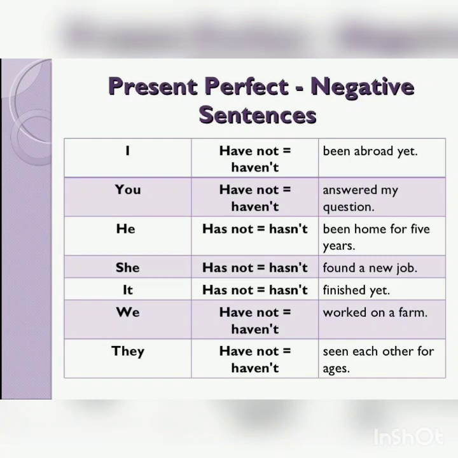You have not or haven't answered my question. Pay attention. For he, she, it, we don't use have. We use has. So, he has not or hasn't been home for 5 years. She has not or hasn't found a new job. It has not or hasn't finished yet. We and they, plural forms, so we use again have. We have not or haven't worked on a farm. They have not or haven't seen each other for ages.